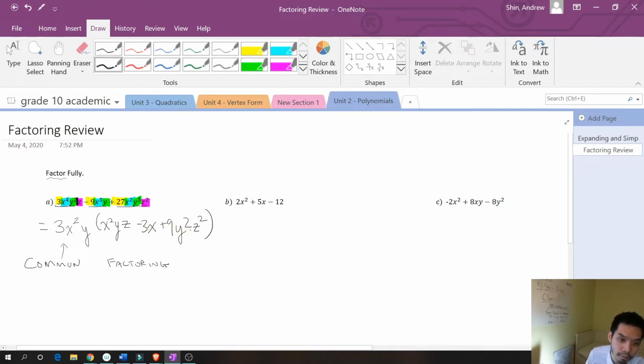X squared times nothing will give me x squared still. Y times y squared will give me y cubed. And z squared is there. So I know that this is the right answer. So we're done. So that's common factoring.